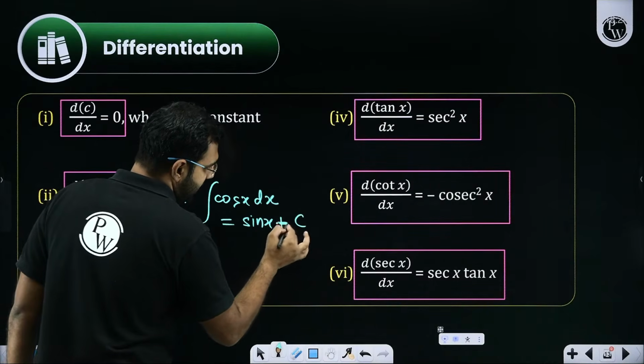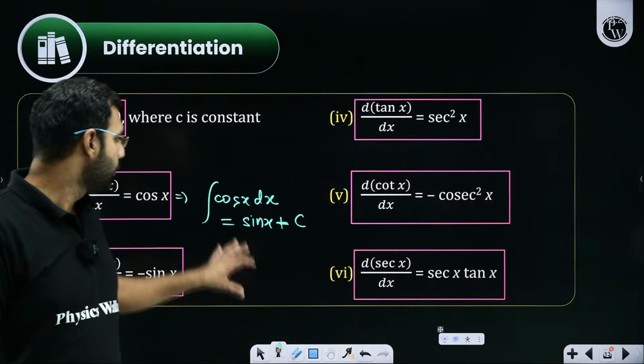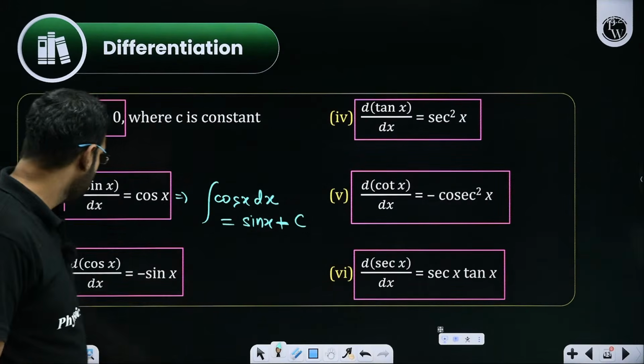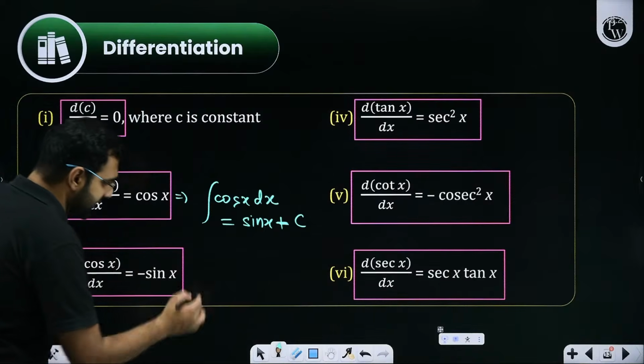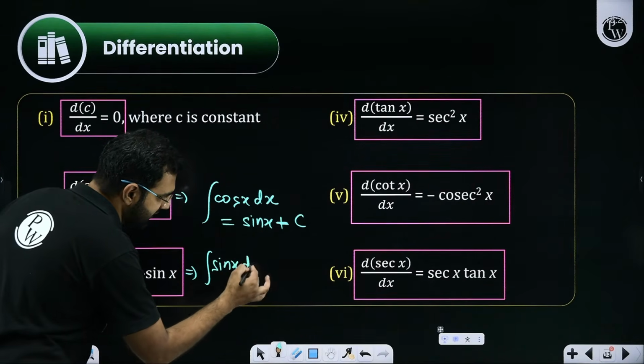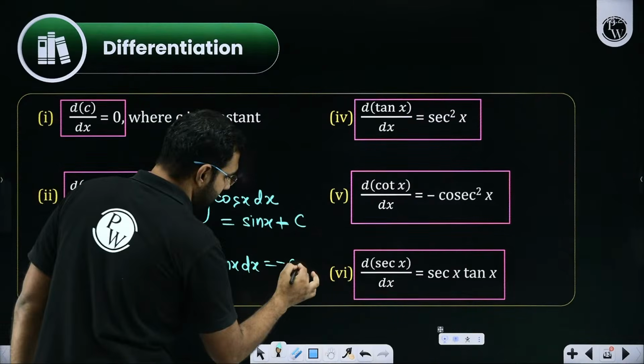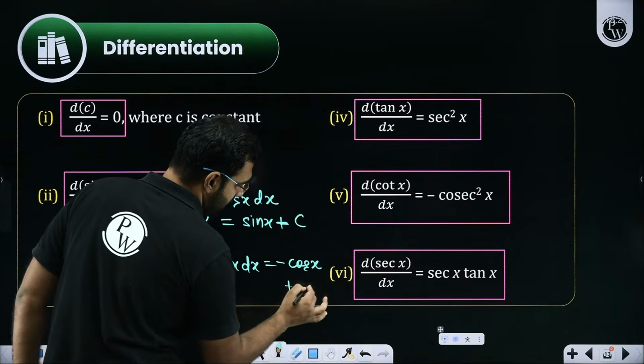What is the reason behind this c? I'll tell you later some other day when I teach you indefinite integration, but I hope you will remember this formula as well. d/dx of cos x is minus sin x, so you will remember, I hope now, that integration of sin x will be minus cos x. Of course, plus c will be there, which we'll understand in our study later.